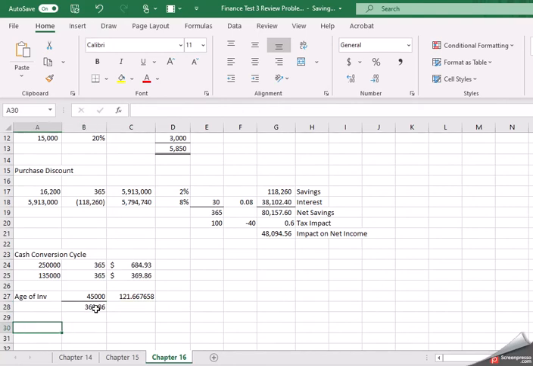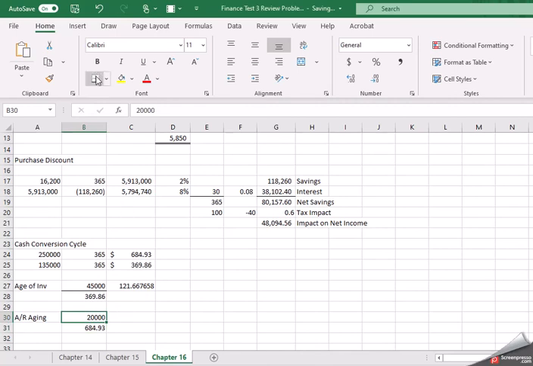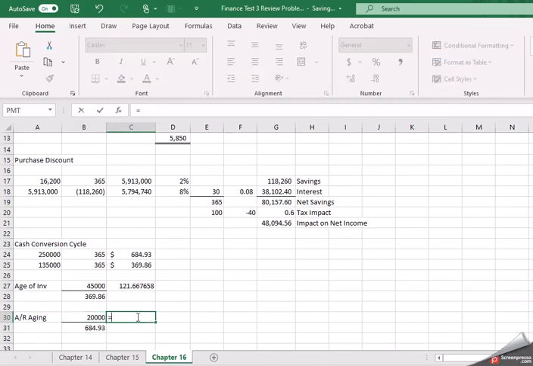Okay, then if we want our accounts receivable aging, we are going to take the accounts receivable, which they give us, 20,000, and then we're going to divide that by the daily sales, which we calculated up here, the 684.93. And again, divide those. So then that gives us our accounts receivable aging at 29.2 days.